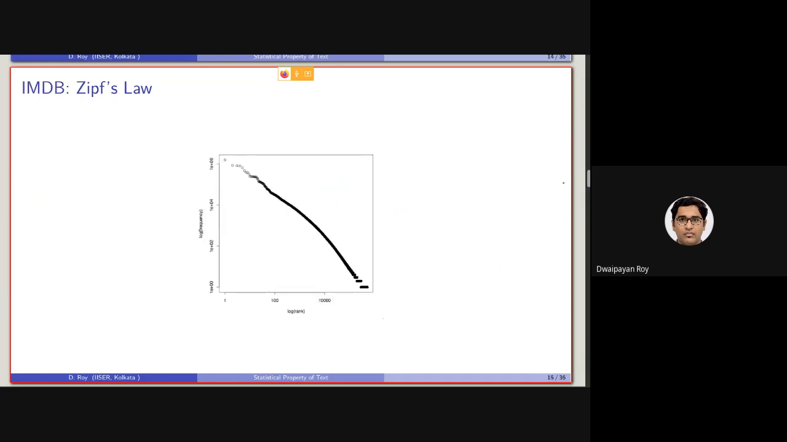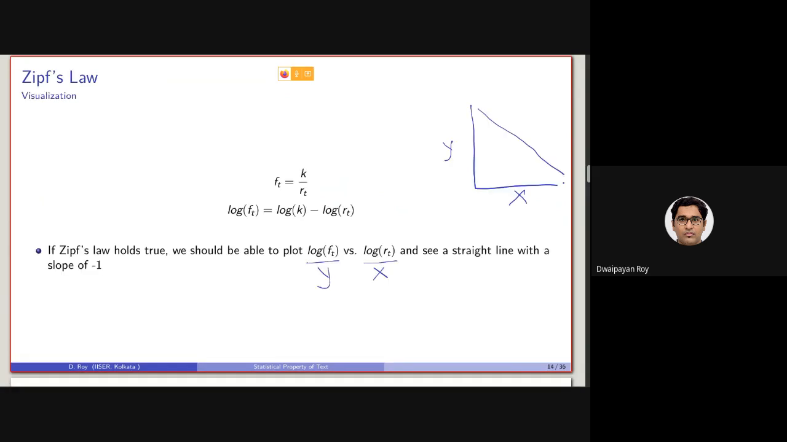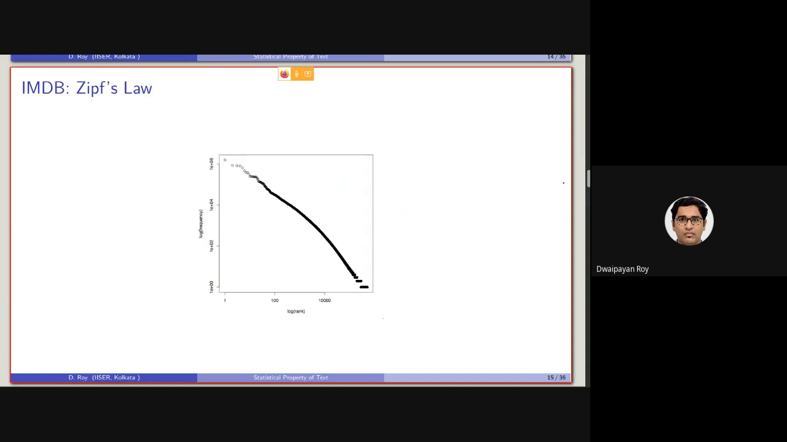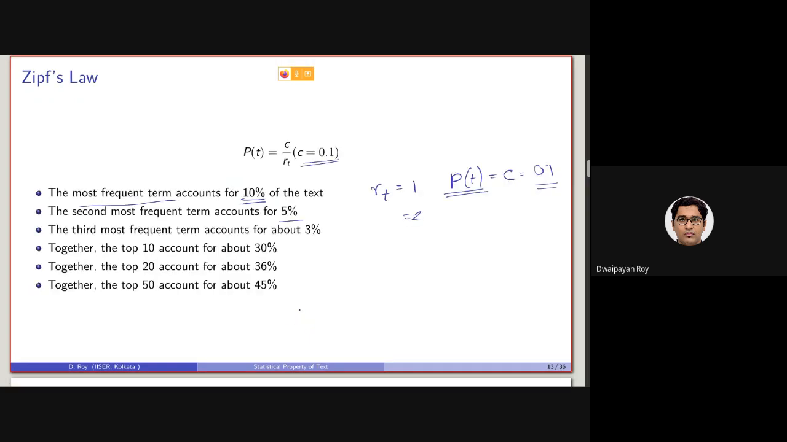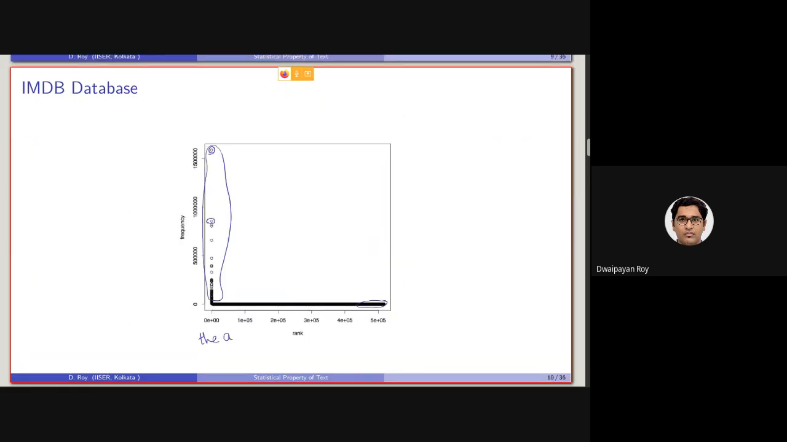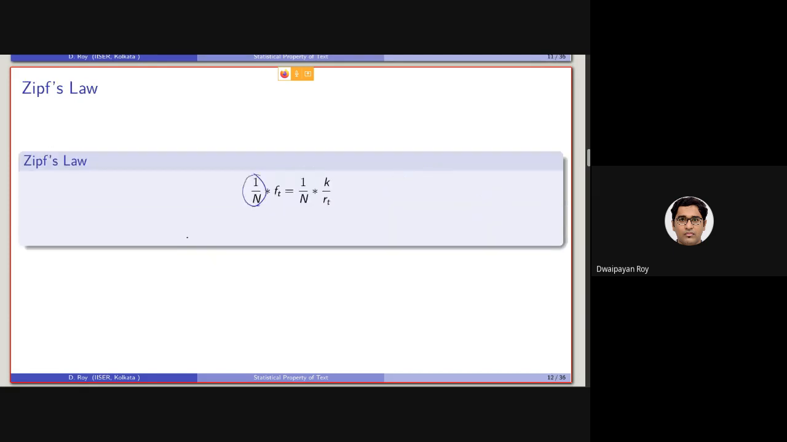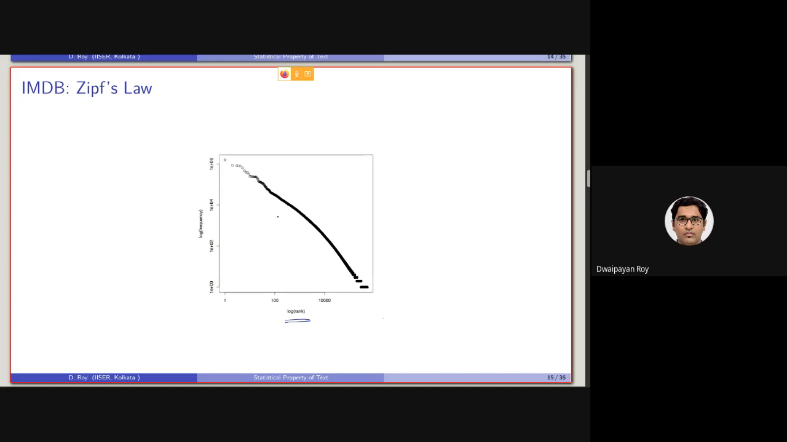If we visualize Zipf's law, or the distribution of the term frequencies based on the ranks, on this IMDb data set, we will be observing a plot like this. Note that in the x-axis, it is log of rank. Earlier, it was the raw rank, and it was the raw frequency. Now it is the log of rank and log of frequency. That's why instead of getting a plot like this, we are getting a plot like this. Earlier, the plot that I showed you was like this. Now after putting this log, it is becoming like this.